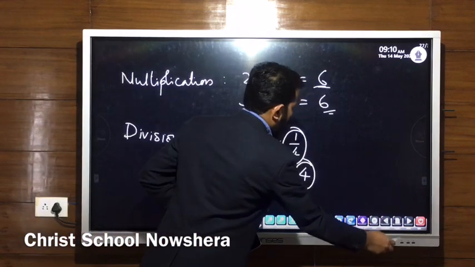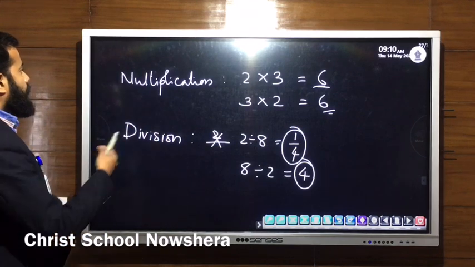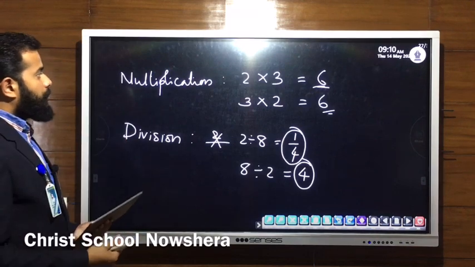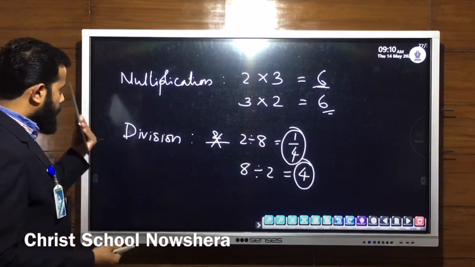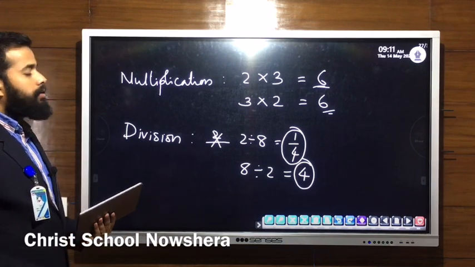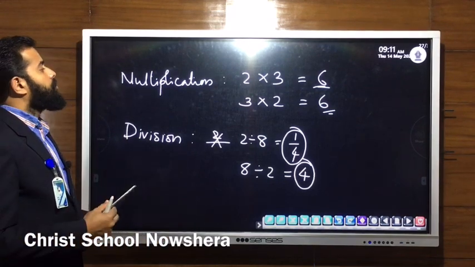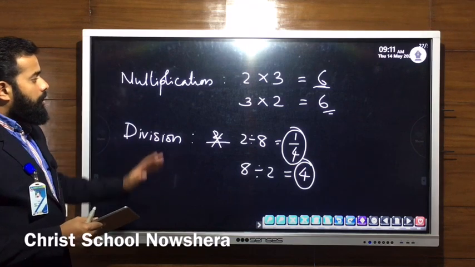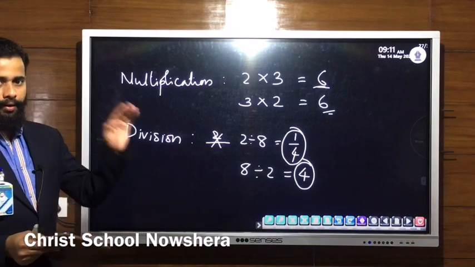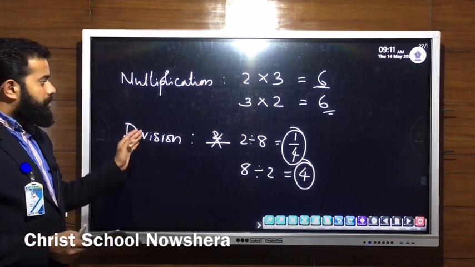Then the next operation, multiplication, results are same, so we can say that whole numbers are obeying commutative property under multiplication, but in the case of division they are not holding the property, so whole numbers are not obeying the commutative property under division. So as a conclusion, we can say that whole numbers are obeying commutative property under addition and multiplication, but not under subtraction and division.